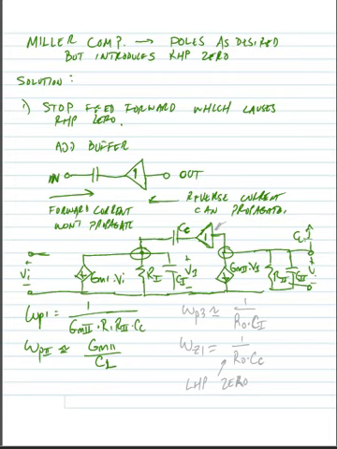But we would get a third pole in this analysis, and our third pole, omega P3, would approximately equal 1 over the output resistance of the amplifier times C1, where the output resistance would be found by placing a test voltage source at the output and measuring the current that flows through it.